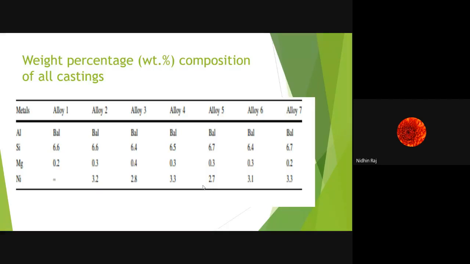Alloy 1 had a silicon of 6.6 in almost all the alloys, like from 6.6 to 6.7, except in alloy 6, where we found 6.4, and alloy 3 at 6.4. The magnesium was found to be almost constant between 0.2 and 0.4 in all the alloys, and nickel varied from 2.7 to 3.3. So 3.3 exactly in alloy 4 and 2.7 in alloy 5.